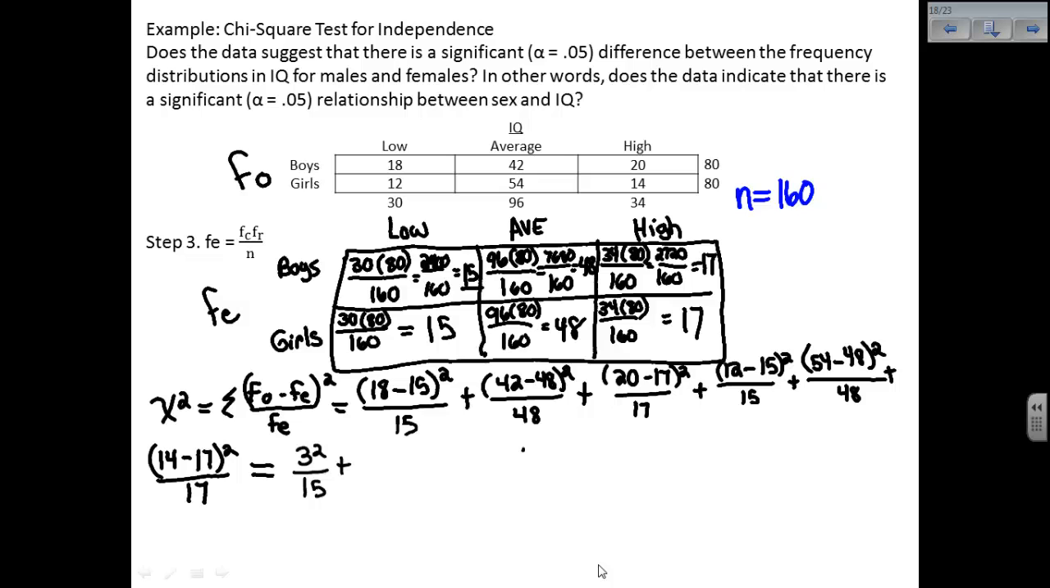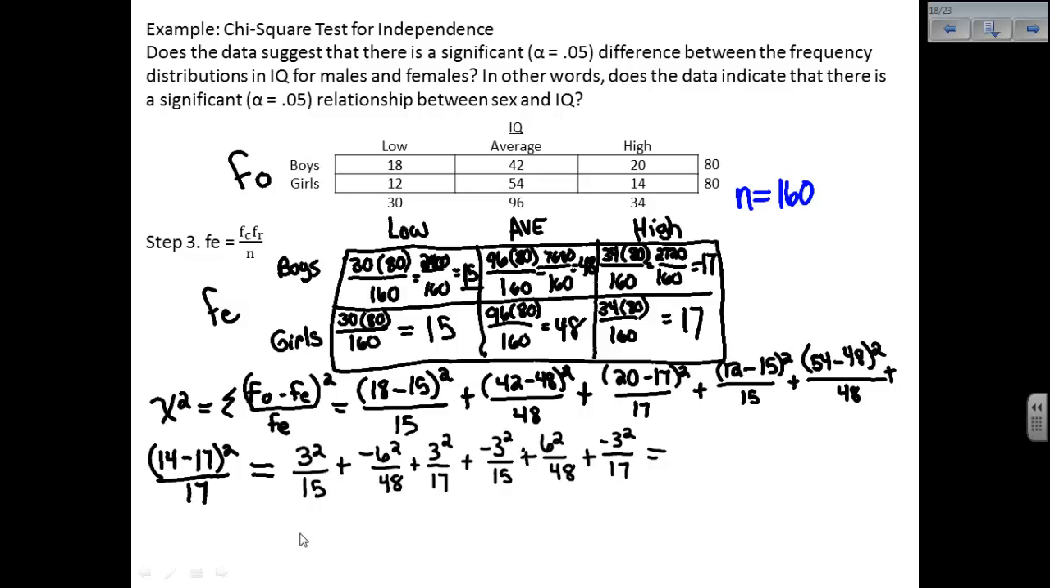42 minus 48, so negative 6 squared over 48. 20 minus 17, so 3 squared over 17. 12 minus 15, so negative 3 squared, and that's over 15. 54 minus 48, so 6 squared over 48. And then finally, this value over here, 14 minus 17, negative 3, square that, divided by 17.